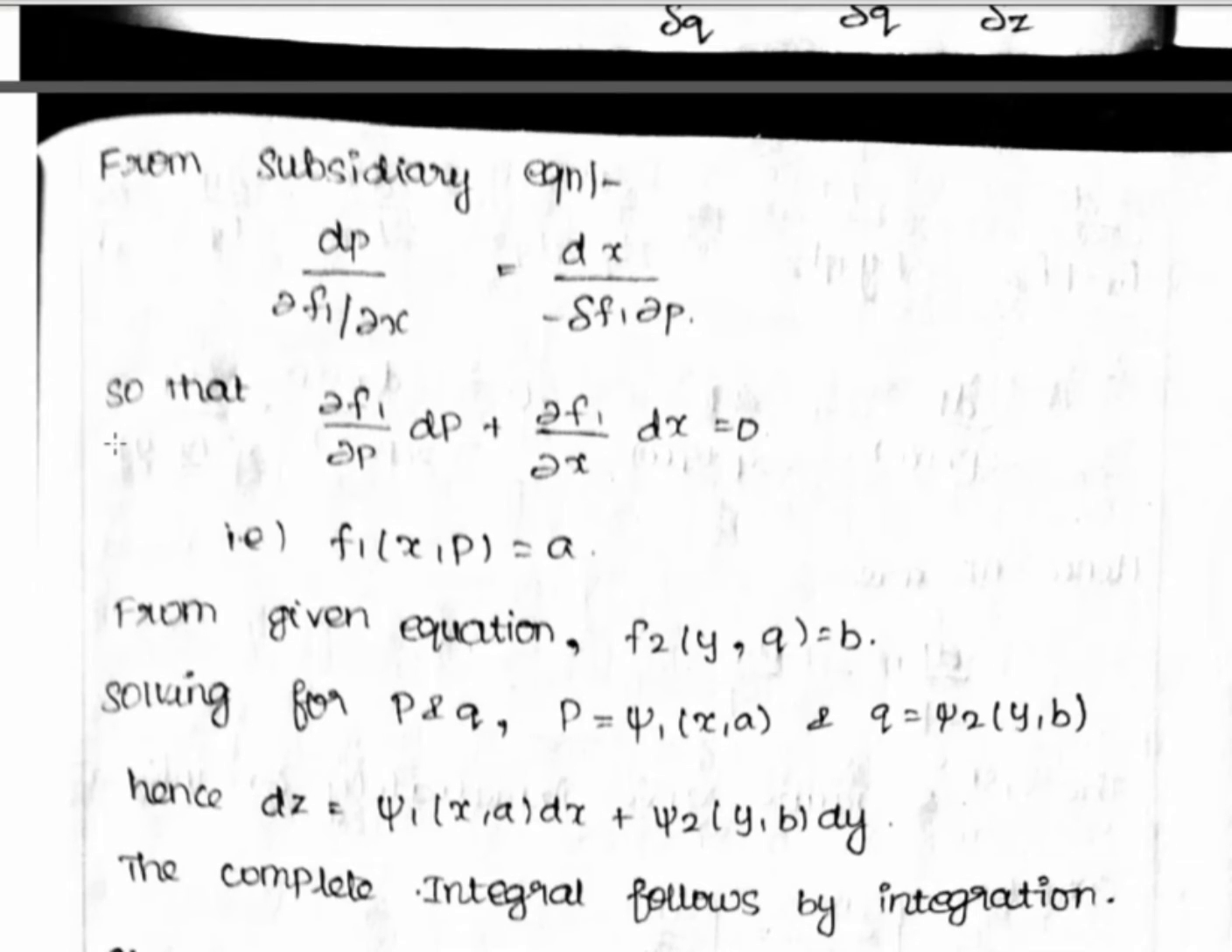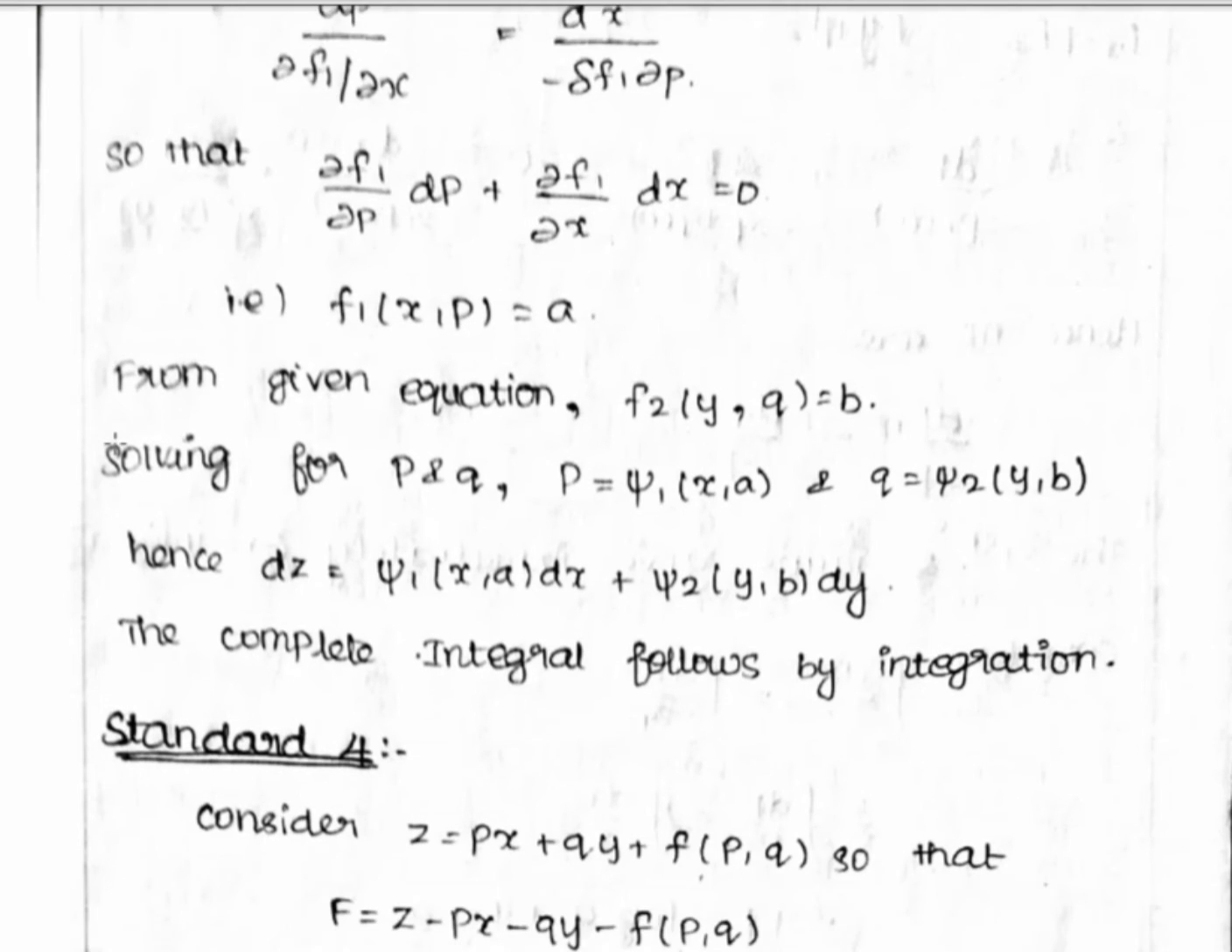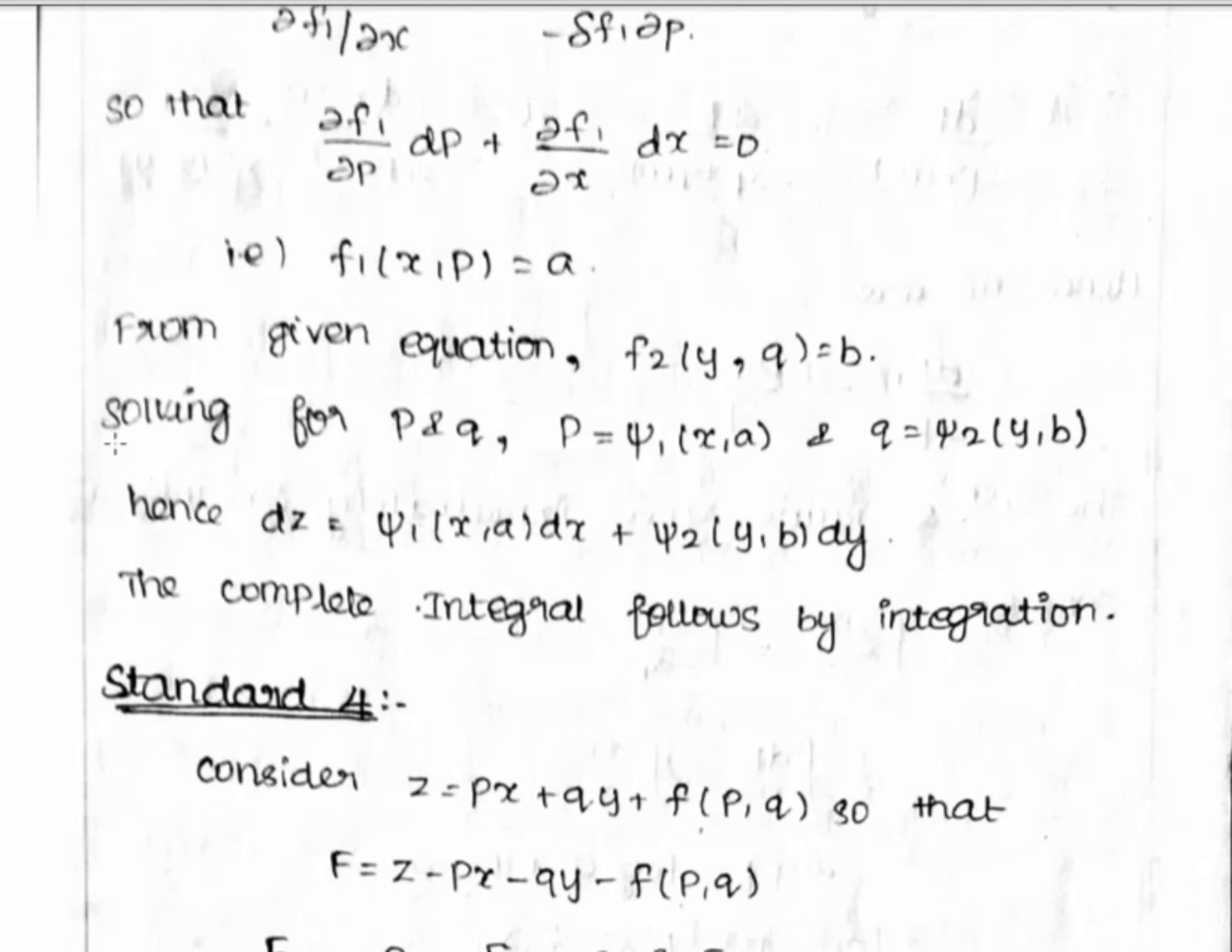So you have to integrate it. You get the solution: f1 is a function of p and x, its integration value is f1 of x comma p equal to a, where the arbitrary constant is a here. Similarly, f2 is a function of y and q, with integrating constant b here. So p is a function psi 1 of x comma a, and q is a function psi 2 of y comma b. So dz equal to psi 1 of x comma a dx plus psi 2 of y comma b dy here. You integrate this, and you get the final solution for type 3.